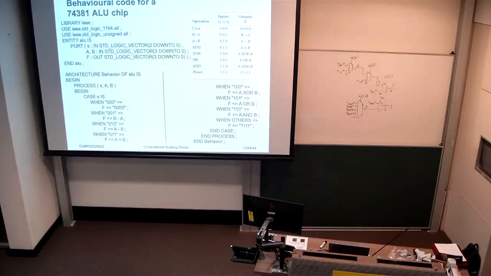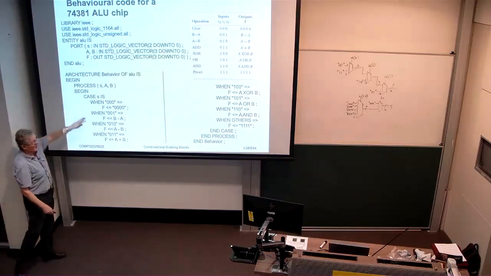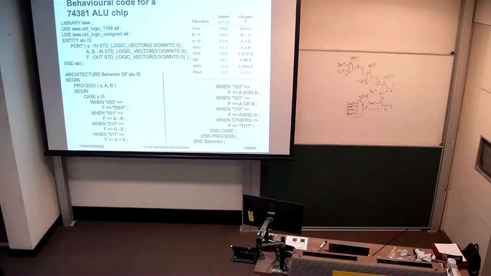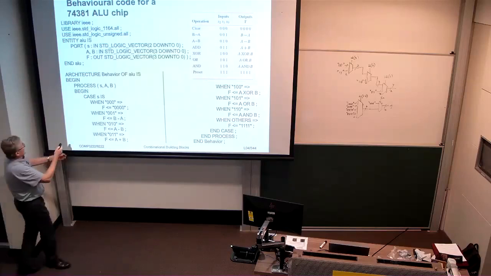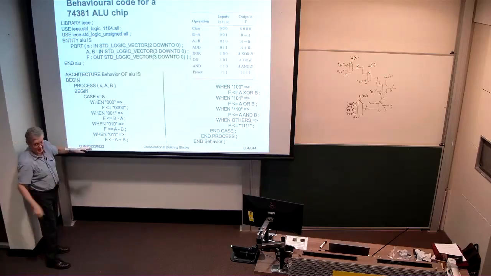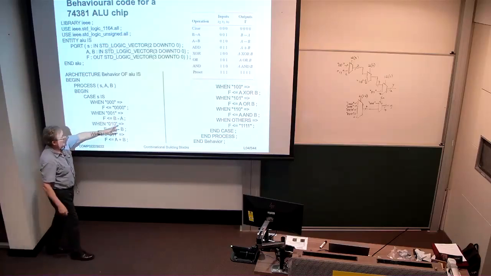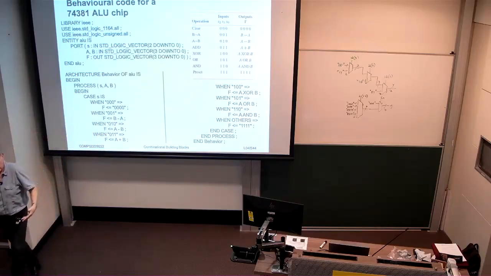Here it is. We've got S, a 3-bit selector, it's an input. A and B are both 4-bit input signals, and F is a 4-bit output, right? That's the behavior of the ALU here that's described. And this is how you would code that, or could code that in VHDL, code it behaviorally, right? We're saying this is an unsigned design, so B minus A and A minus B, they're both going to be unsigned.